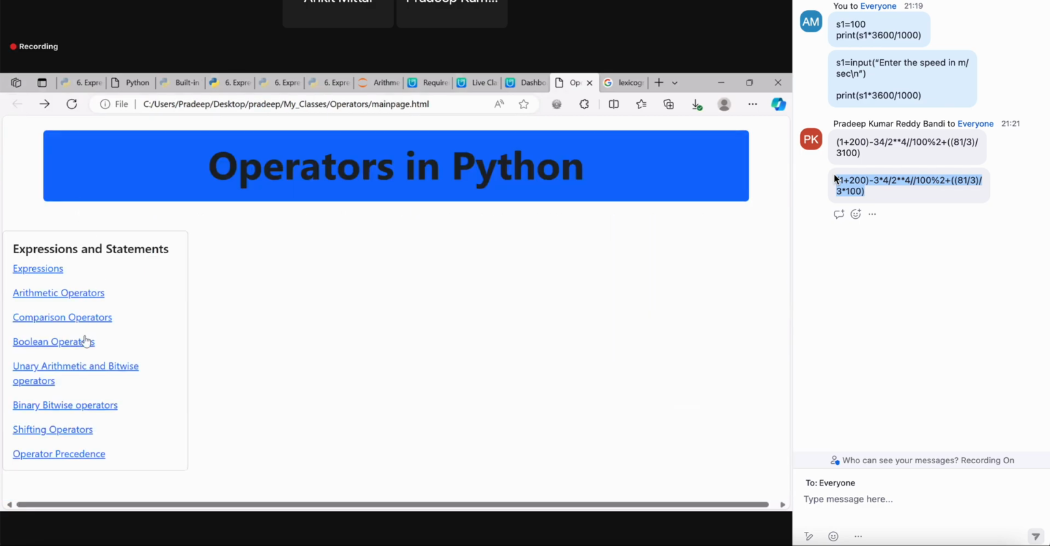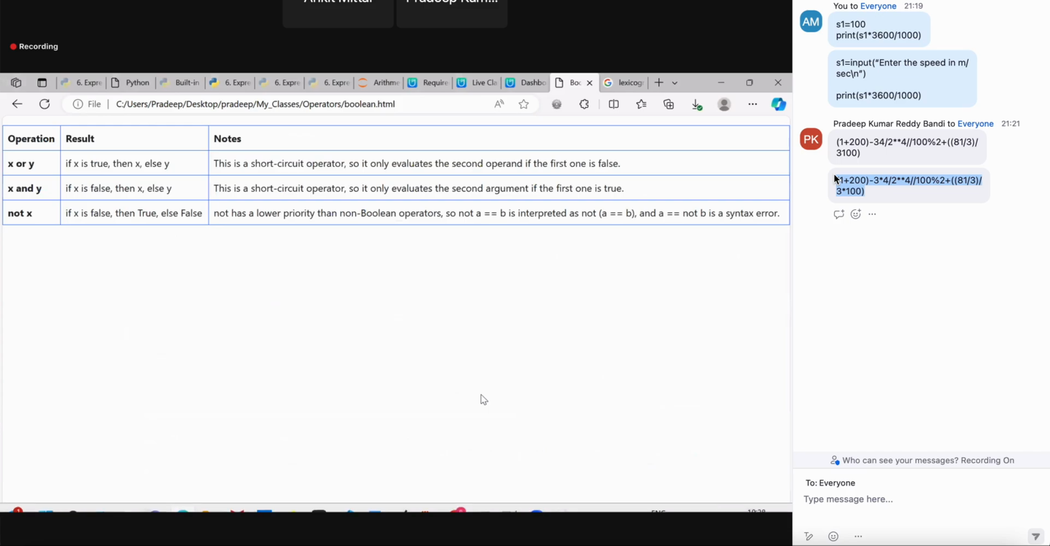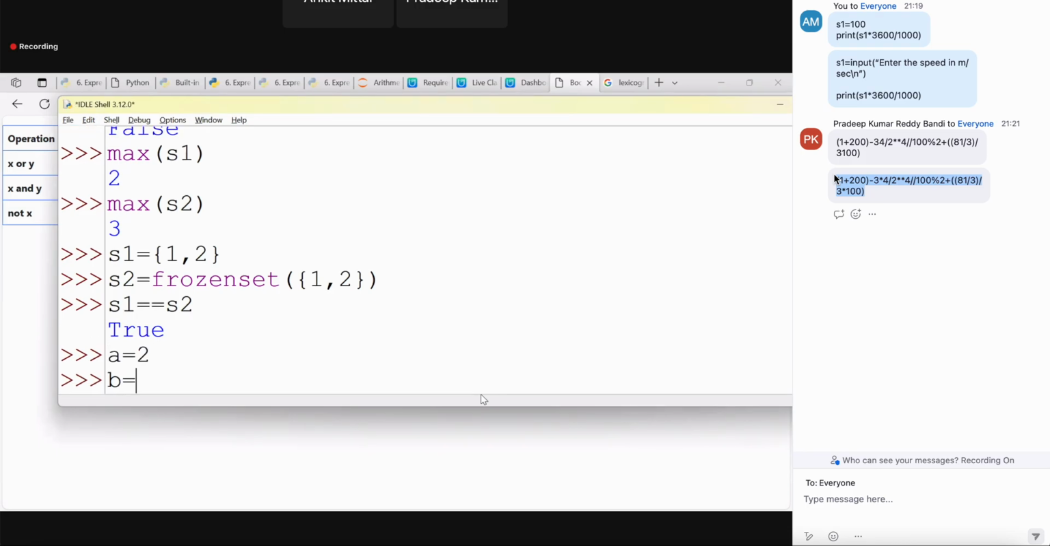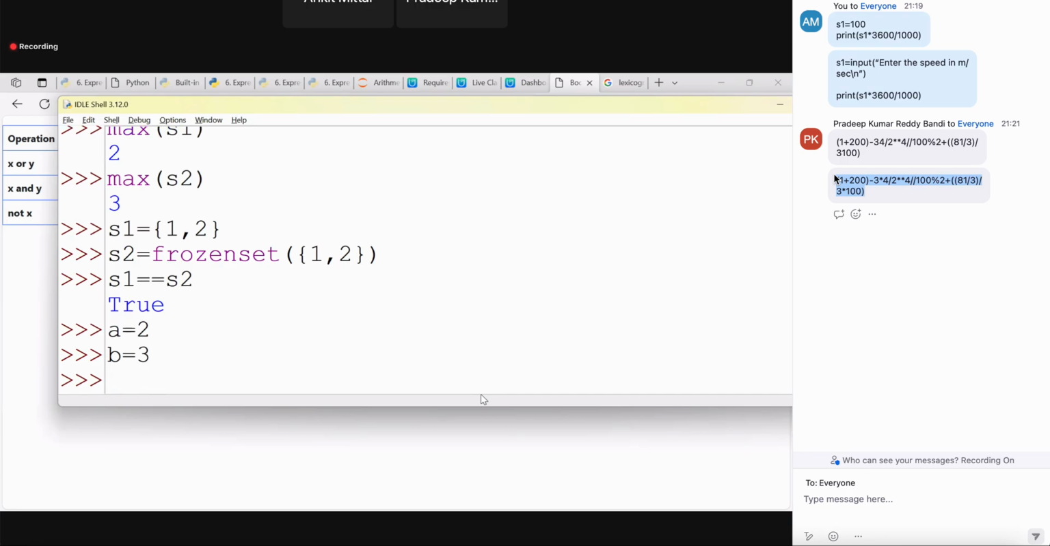Okay. Next, Boolean operators. Boolean operators are good to know because they will be very useful in all the if conditions. A is equal to 2, B is equal to 3. No, let me take this one first. True or False? What is the output for this one?